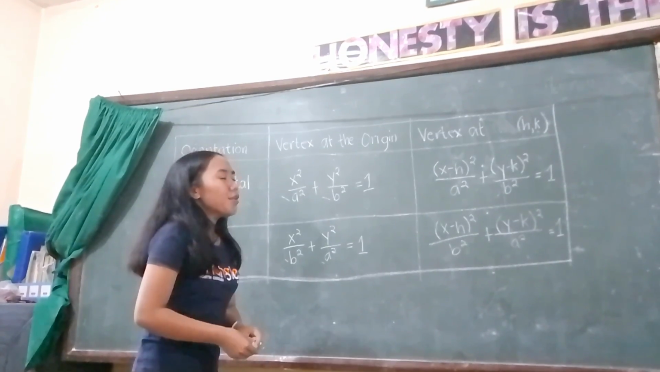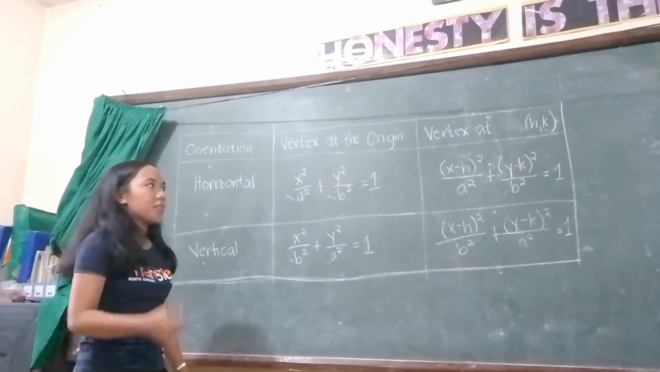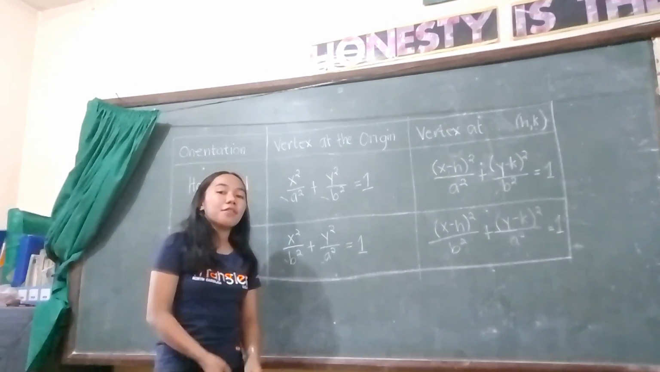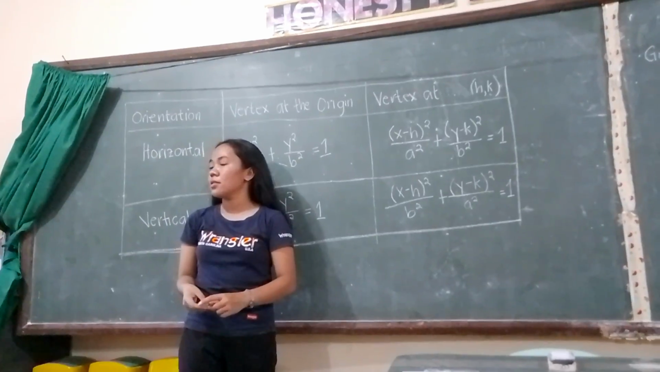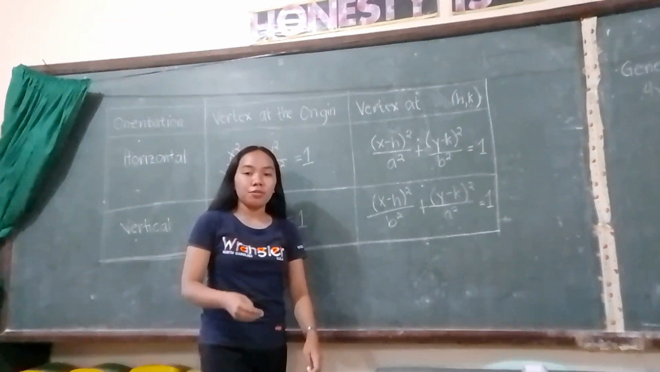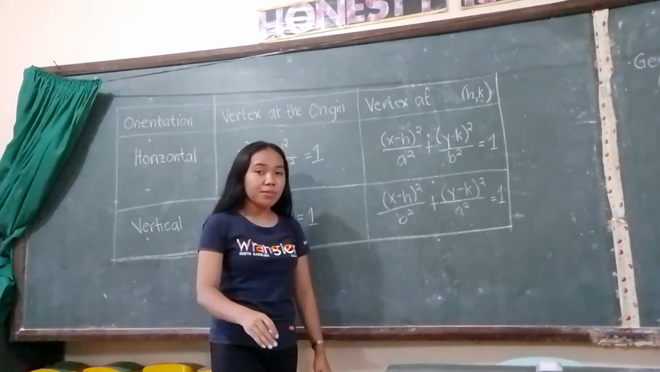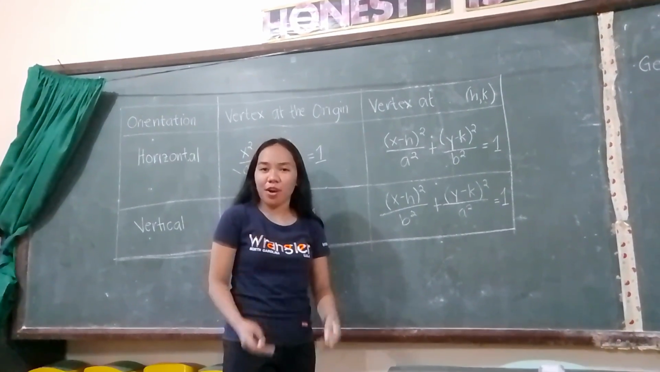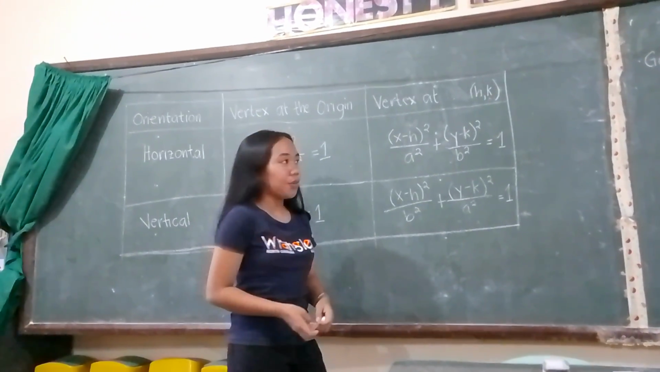Okay, to fully understand this orientation, let us determine the standard form of an equation of an ellipse. So, let us proceed to determining the standard form of the equation of an ellipse and its parts of the plot so that we can graph an ellipse in a rectangular coordinate system.